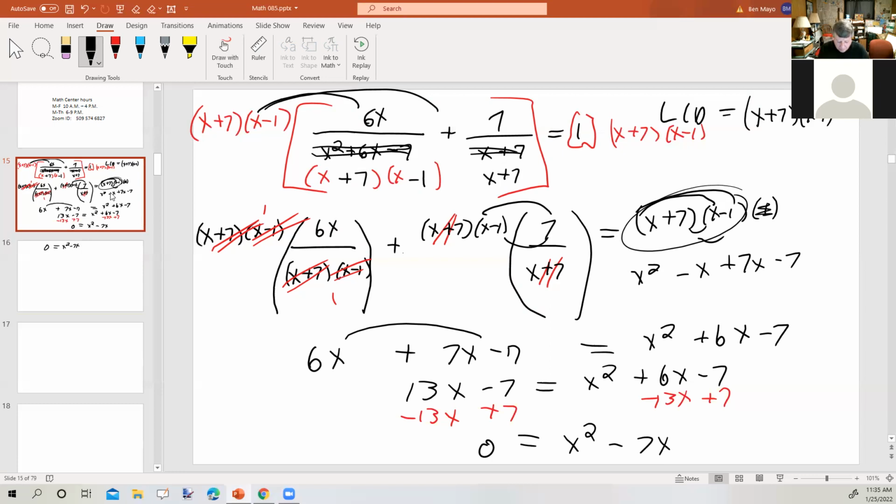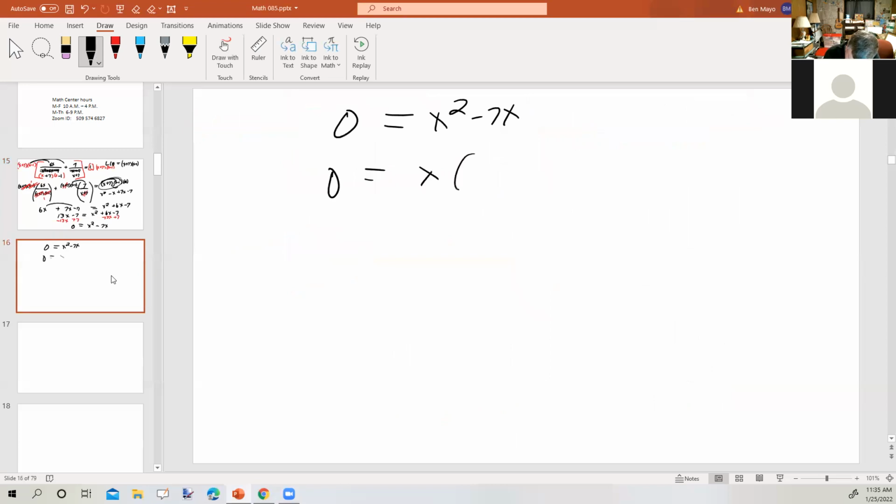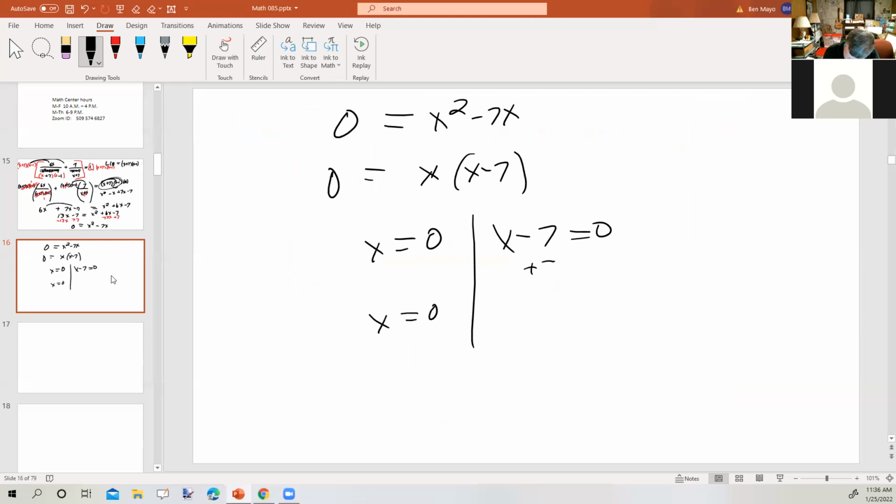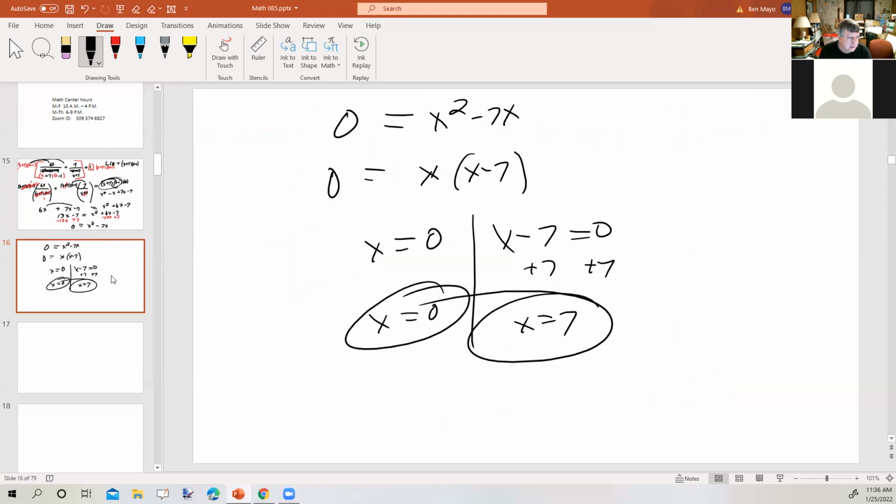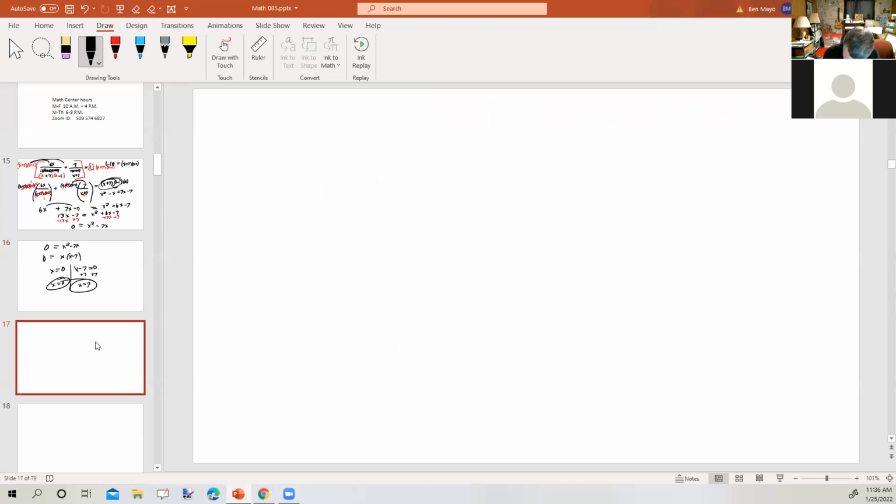Anybody? Okay, so here I'm going to factor out the greatest common factor. Take each factor that contains a variable, set it equal to 0, add 7 to both sides. So x is 0, x is 7. And it says to check the result. So let's go back and do that. 0 and 7. So let's rewrite the original problem, which was 6x over x squared plus 6x minus 7 plus 7 over x plus 7 equals 1.